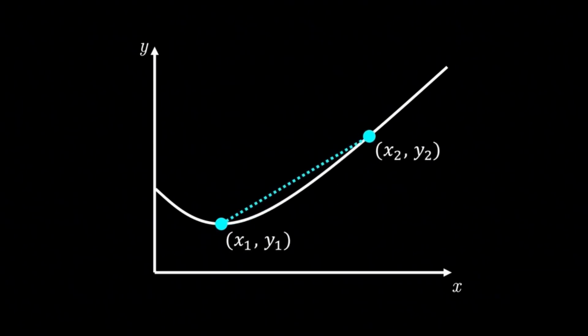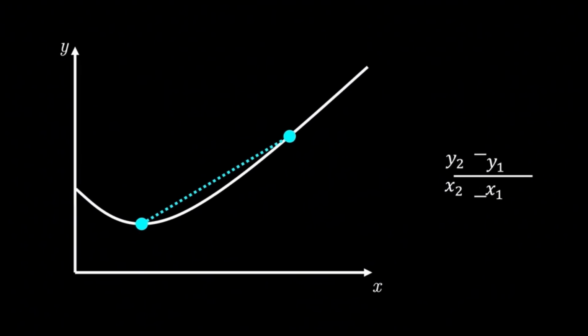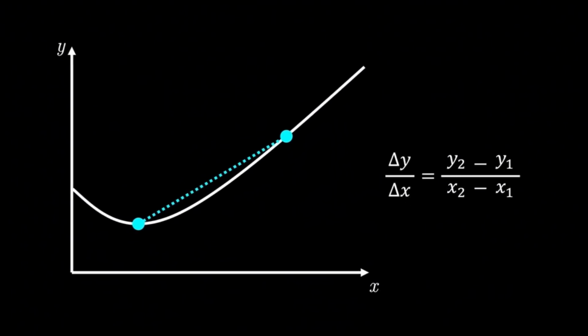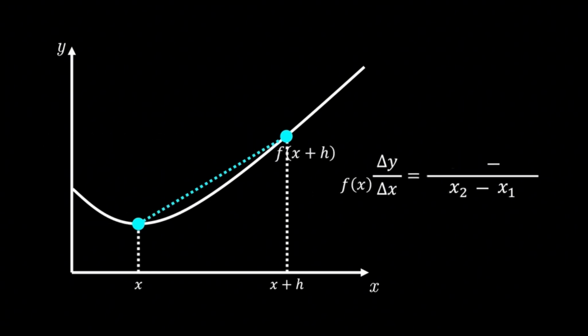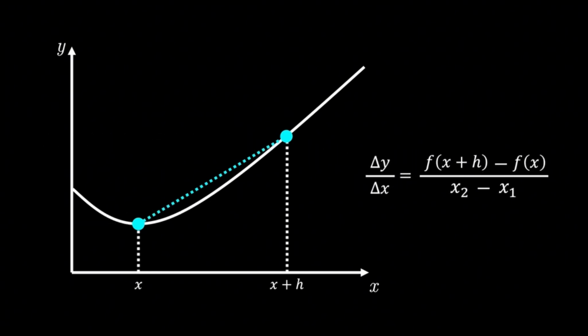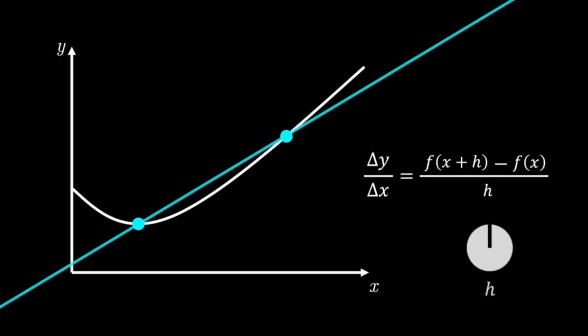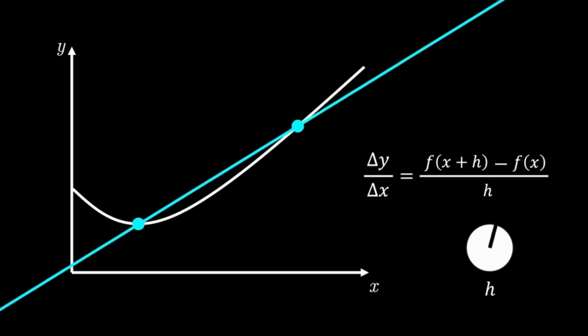The change in y divided by the change in x. Now we'll rewrite this formula slightly differently. We'll call the first coordinate x and f of x, and the second coordinate x plus h and f of x plus h. Substituting these into the gradient formula gives f of x plus h minus f of x, all divided by h. This setup is useful because h represents the small distance between the 2 points.